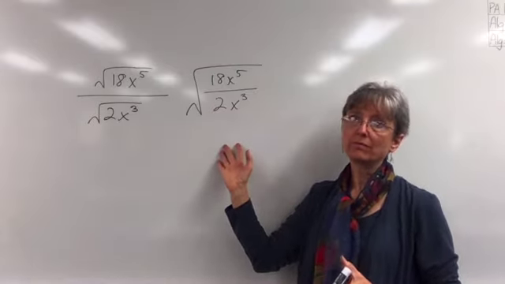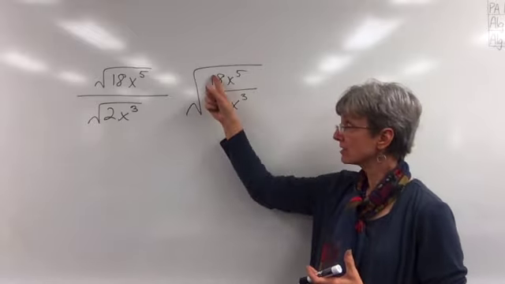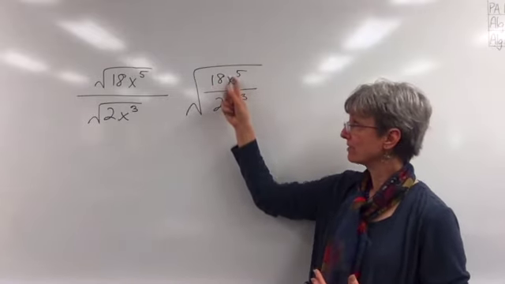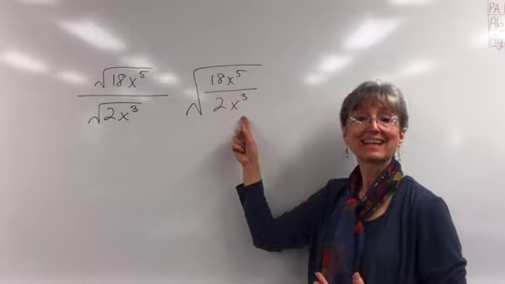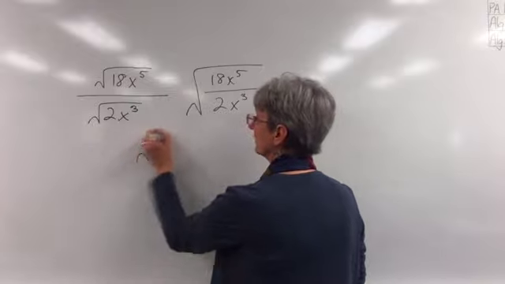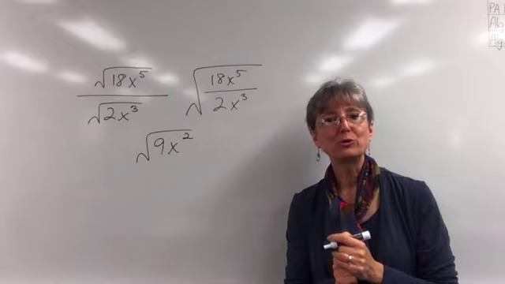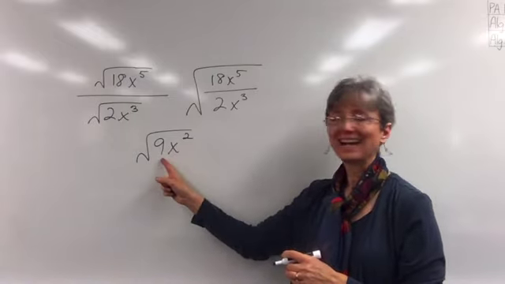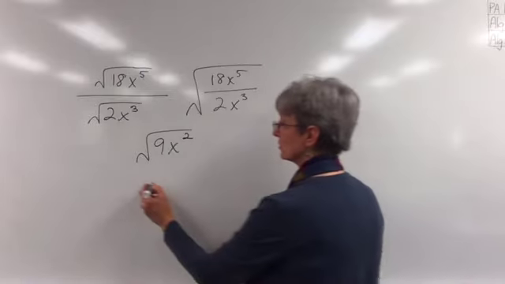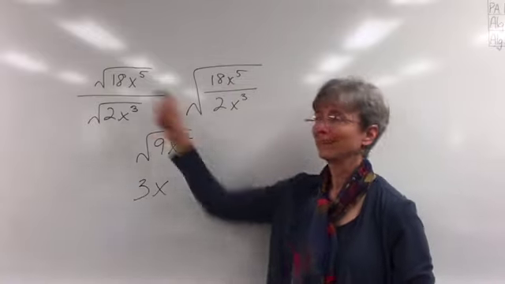And that is so helpful because that means I can actually simplify this fraction. So I can simplify 18 divided by 2, and it's 9. And x to the 5th divided by x cubed is x squared. So I end up with the square root of 9x squared. Well, those are both perfect squares because 9 is 3 squared and x squared is x squared. So this is just 3x, which looks so much simpler than that did.